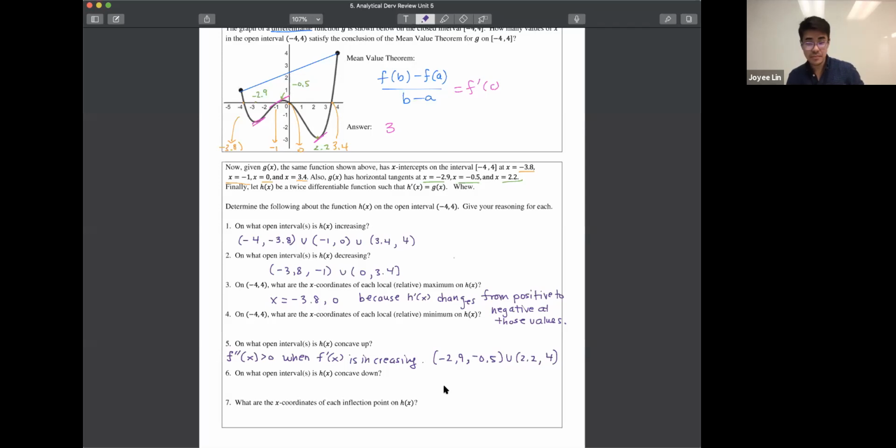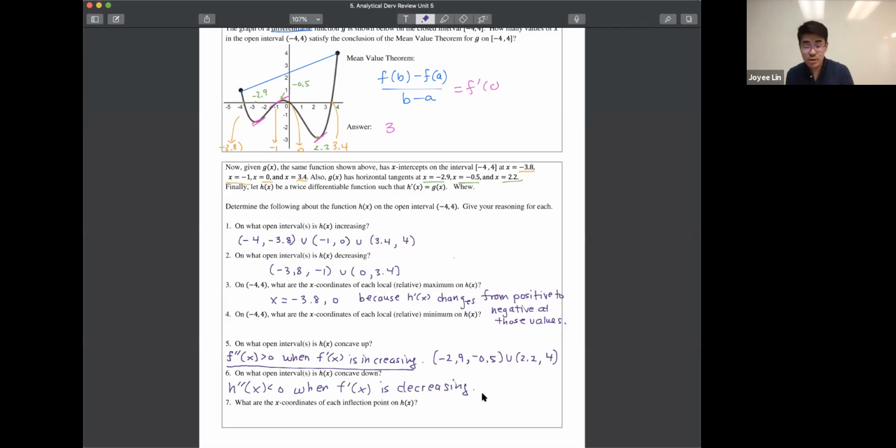And actually, this thing that I wrote here would be acceptable for justification, right? F double prime is positive when f of x is increasing, and that would be it. And you could do the same thing for part 6, right? So h double prime of x is negative when f of x is decreasing. Right, these are proper justifications.